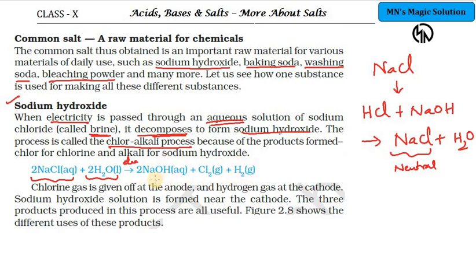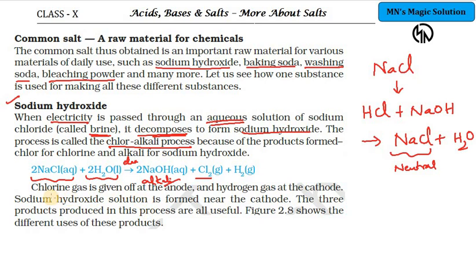So along with sodium hydroxide you are getting chlorine, right? Sodium hydroxide is an alkali. Soluble bases are called alkali. So that is why it is called chlor-alkali process, because you are obtaining chlorine gas as well as an alkali as an end product of this particular reaction. As chlorine and an alkali are formed, it is called chlor-alkali process.